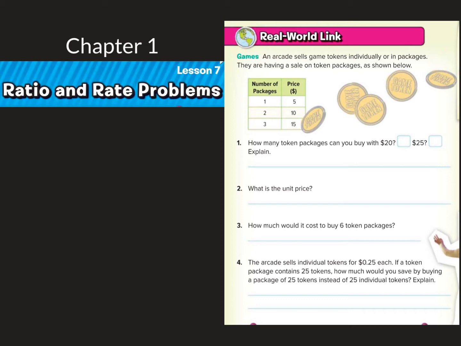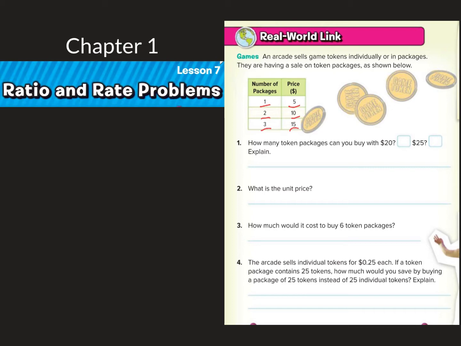On our first page we have games. An arcade sells game tokens individually or in packages. They are having a sale on token packages as shown below. You can buy one package for $5, 2 packages for $10, or 3 for $15.